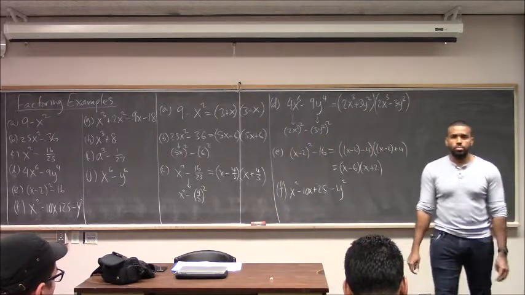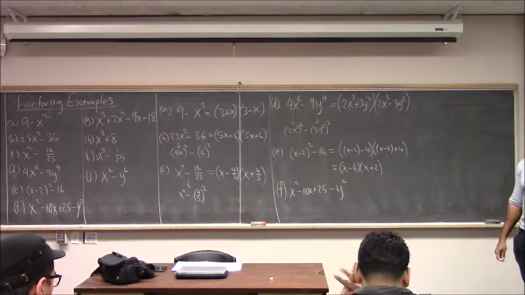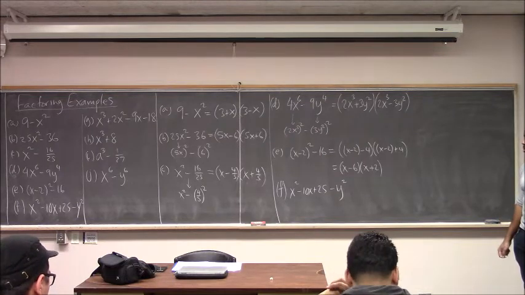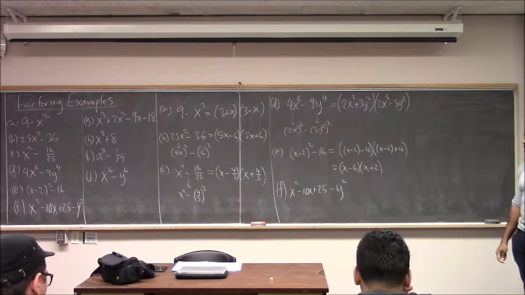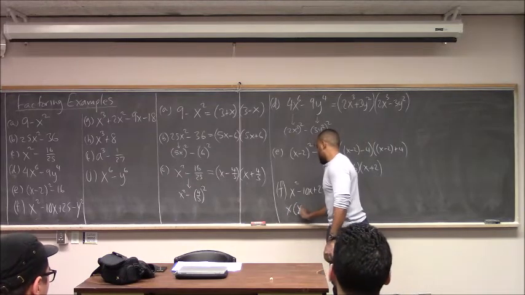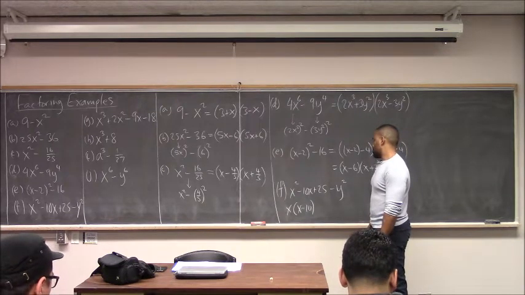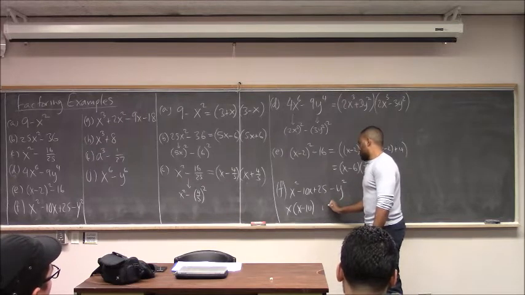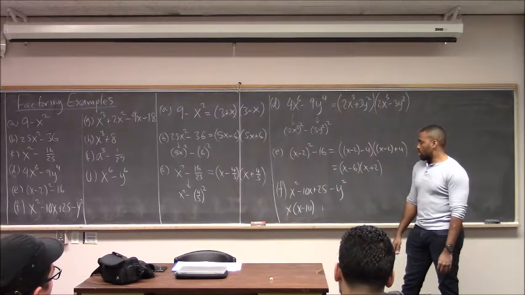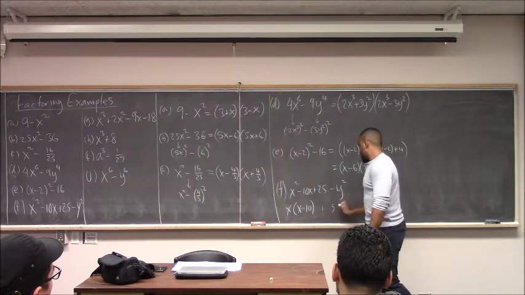Factor that. What would you group? 10x squared minus 10x, so this? I would factor out the x. You would get x minus 10, and then 25 minus y squared. That's not how factor by grouping works. So then it would be 5 minus y, 5 plus y. That's what this factors into.